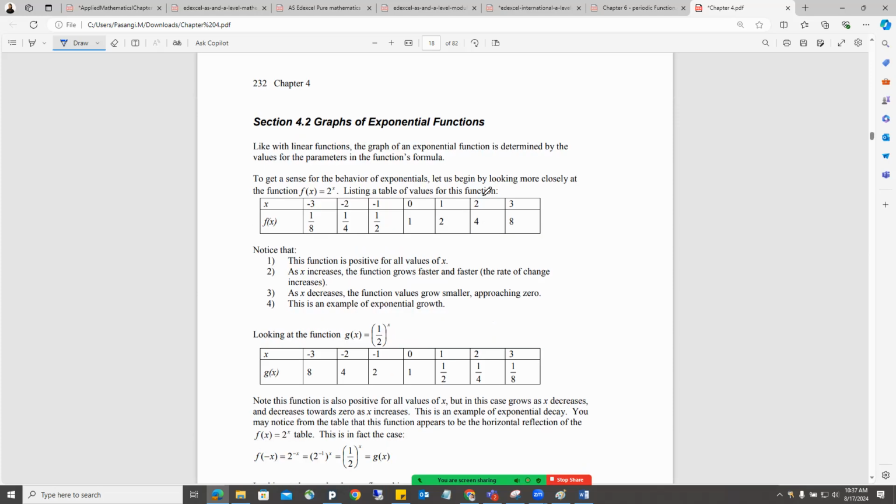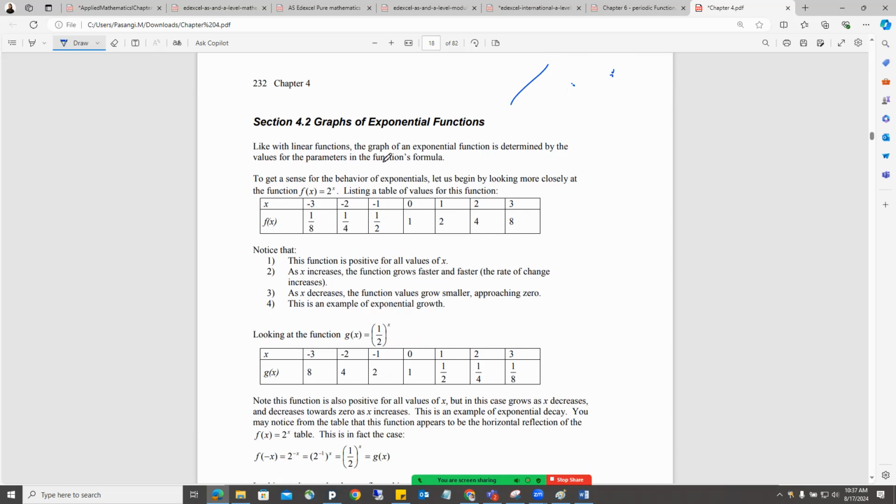I'll move to the graphing part as well. The second topic is 4.2, the graphs of exponential functions. So now we already know how to draw a linear graph, no? If we have the coordinates of 2 points, then we can draw a line. Or if we have the gradient, or the equation of a line, then we can also draw that graph.